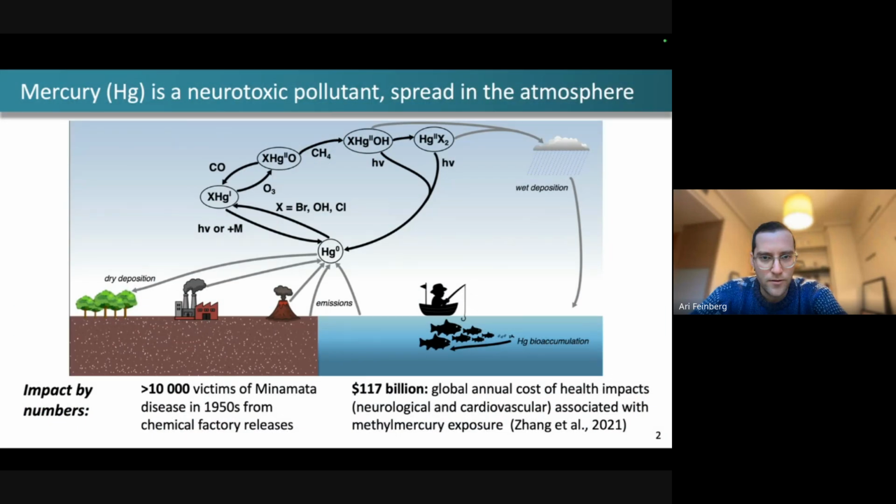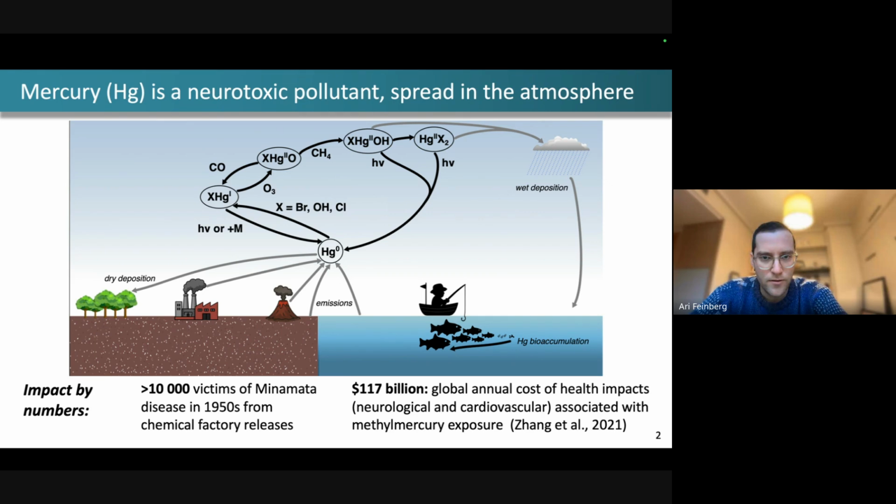Mercury is emitted to the atmosphere by a number of different sources. First of all, you have anthropogenic sources of mercury, which include fossil fuel combustion and gold mining, as well as other industrial uses of mercury. You have a small source from geogenic sources like volcanoes, and then you have re-emissions of mercury from the ocean, as well as from soils.